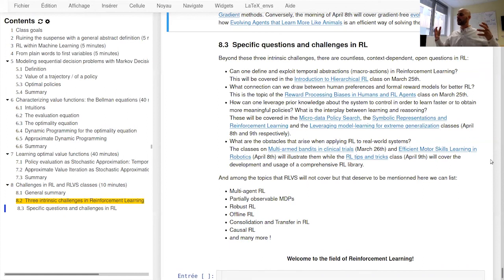So this coverage of challenges and questions is really meant to give you anchor points, so that you know a little better now how to navigate the reinforcement learning literature and how to navigate RLVS. Among the topics that RLVS will not cover, but that would deserve to be mentioned here, we have an incomplete list, because there are just so many of them. We can mention multi-agent reinforcement learning, partially observable MDPs, robust reinforcement learning, including domain adaptation, offline RL, consolidation and transfer in RL, causal RL, and many, many more.